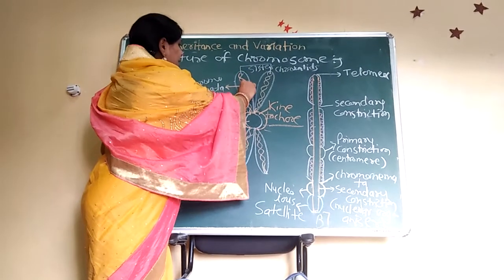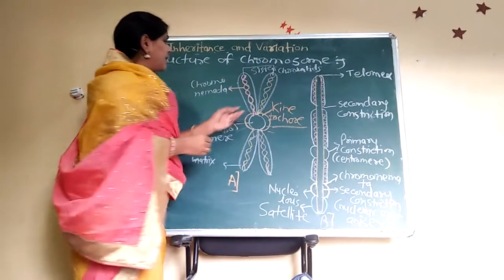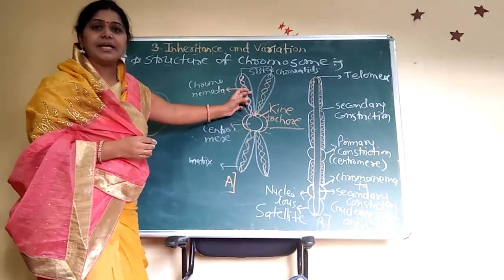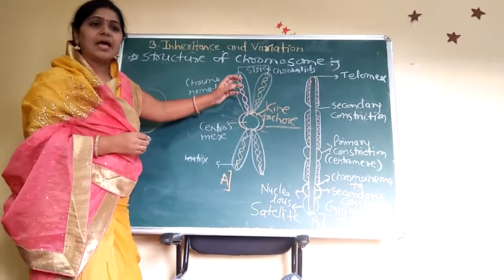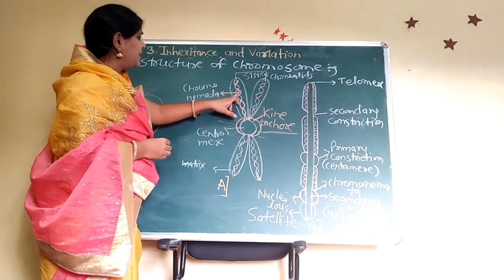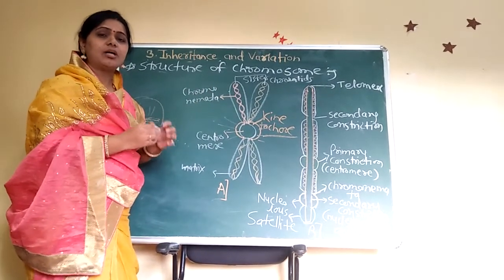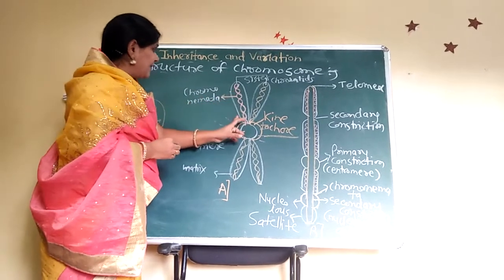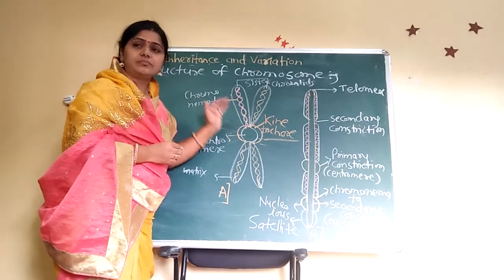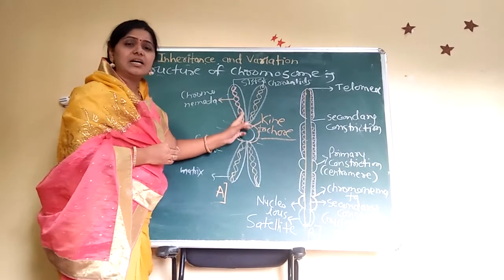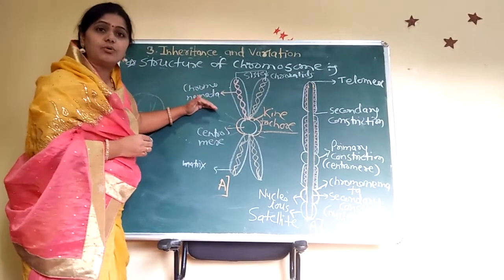This is the chromonemata, which is nothing but the DNA. This is the coiling DNA. This is the chromonemata, which is nothing but a DNA, or the coiling DNA. And why is it called chromo?